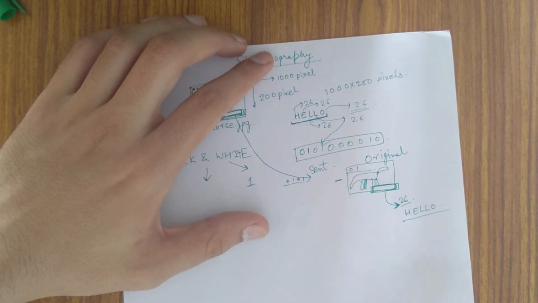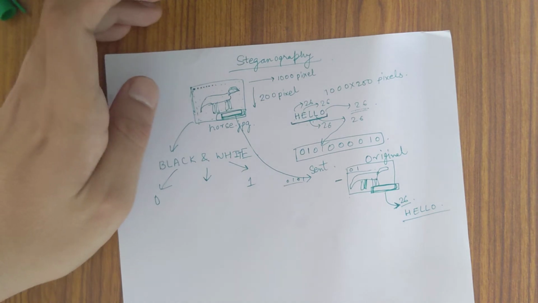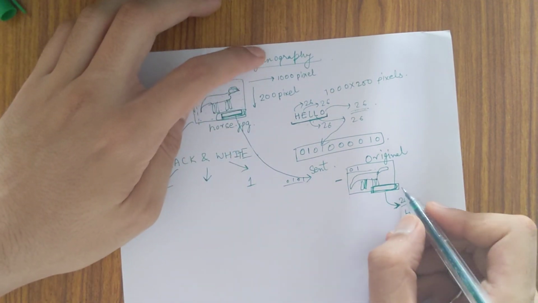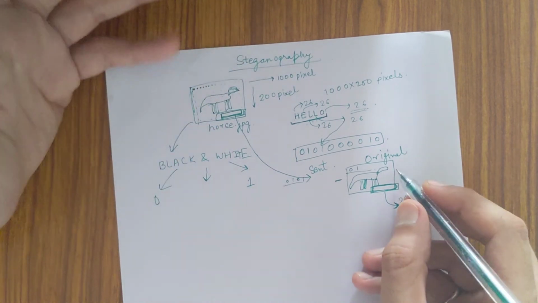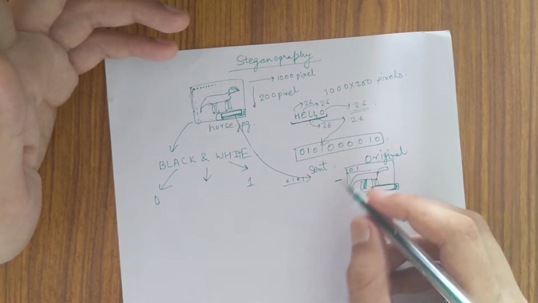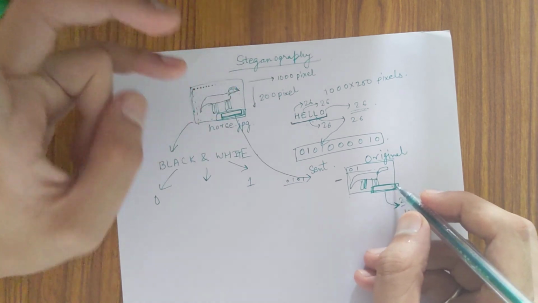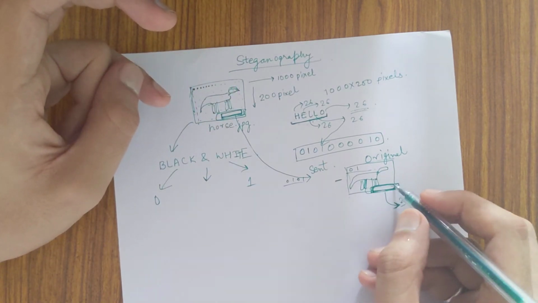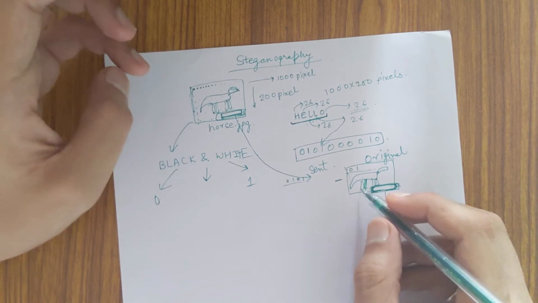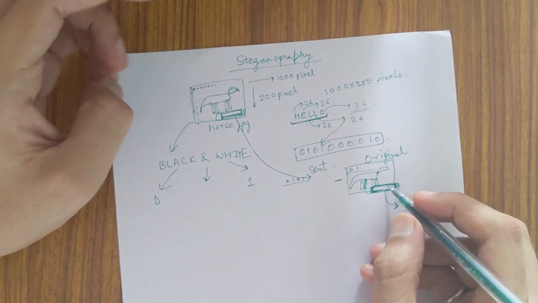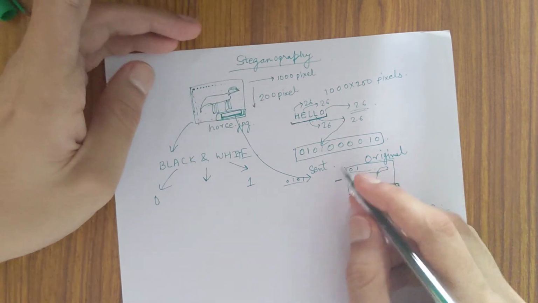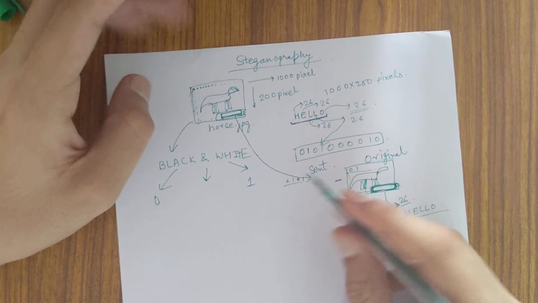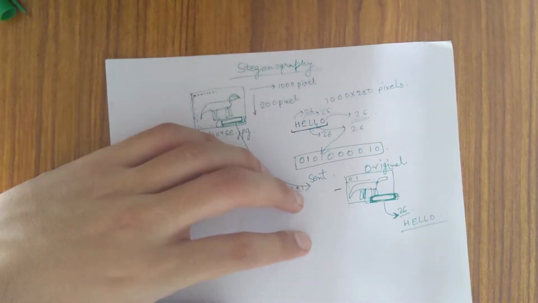hello. So the point is, in steganography, no one, by just seeing that image with the naked eye, can tell the difference, that there is a small message embedded in the last few pixels or middle pixels or anywhere in this image. But when you use some techniques, you can decode that message.